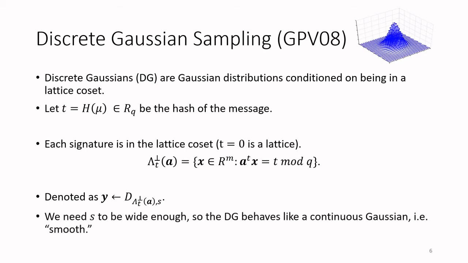So for applications, what we really need is we need S to be wide enough such that the discrete Gaussian behaves like a continuous Gaussian, or that we say that it's smooth. And when this phenomenon happens, we can show that the signatures statistically hide the trapdoor. But there's a trade-off here, because the larger the S is, the higher the bandwidth is that we're sending across the channel when we send our digital signatures.